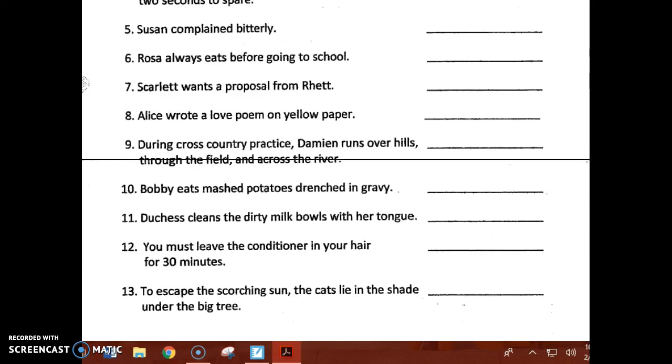Number 10. Bobby eats mashed potatoes drenched in gravy. Okay, I'm not sure if I read number 10, so I'm just going to read it again. Number 10. Bobby eats mashed potatoes drenched in gravy. Number 11. Duchess cleans the dirty milk bowls with her tongue. Number 12. You must leave the conditioner in your hair for 30 minutes. Number 13. To escape the scorching sun, the cats lie in the shade under the big tree.